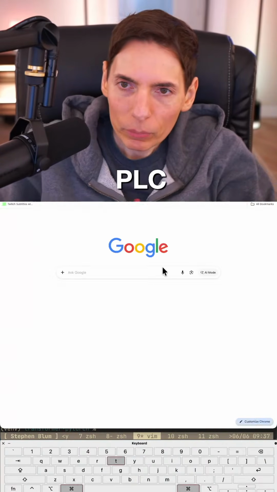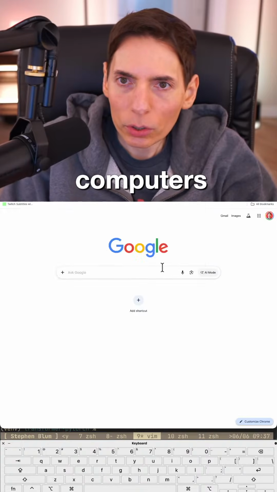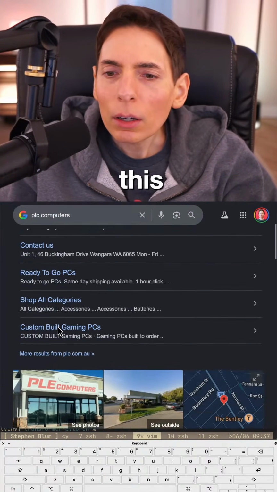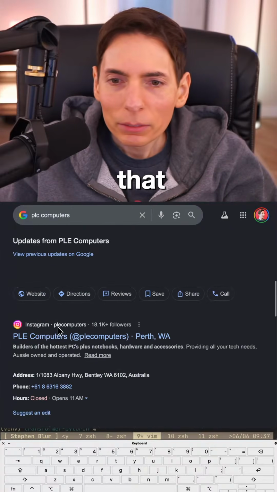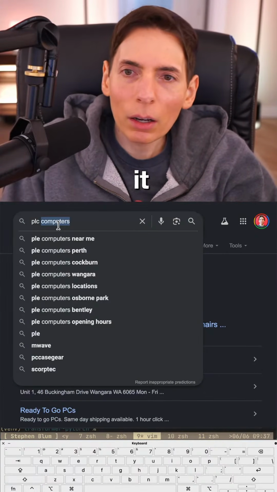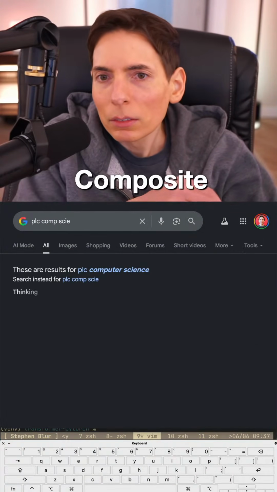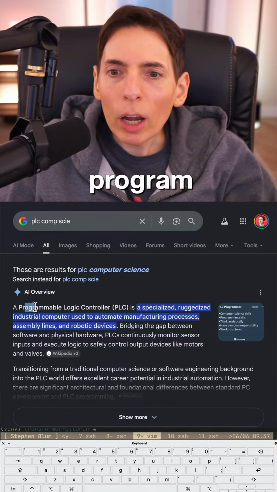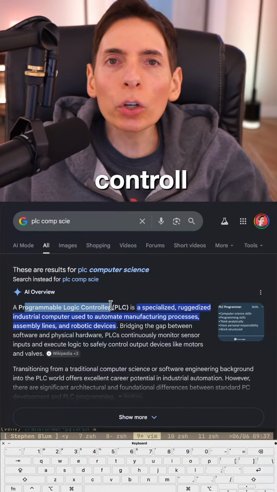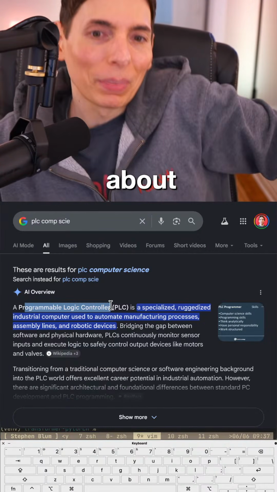What's a PLC? PLC computers. What is this? Not that. That's not it, right? That can't be it. Comp Sci? Computer science? Programmable logic controller. That's what you're talking about.